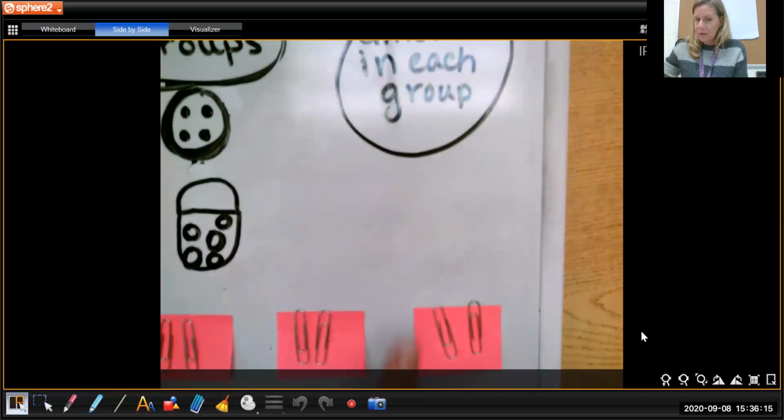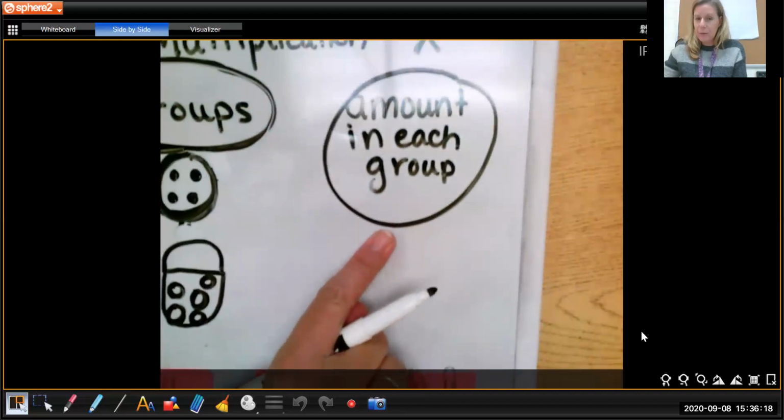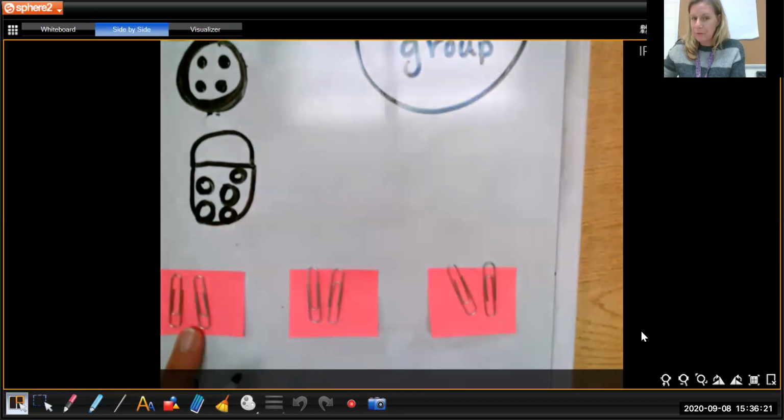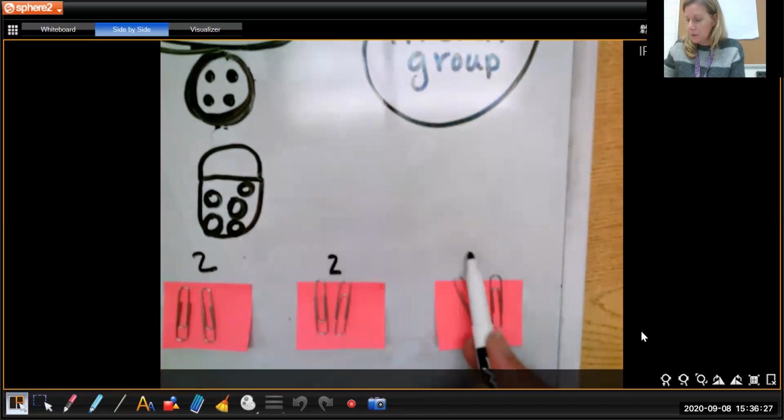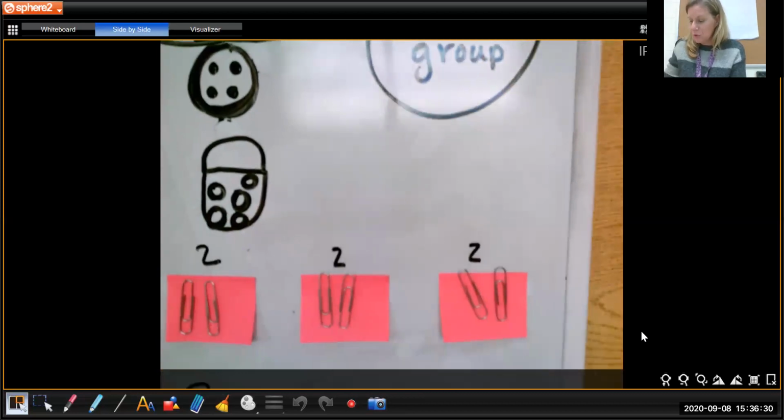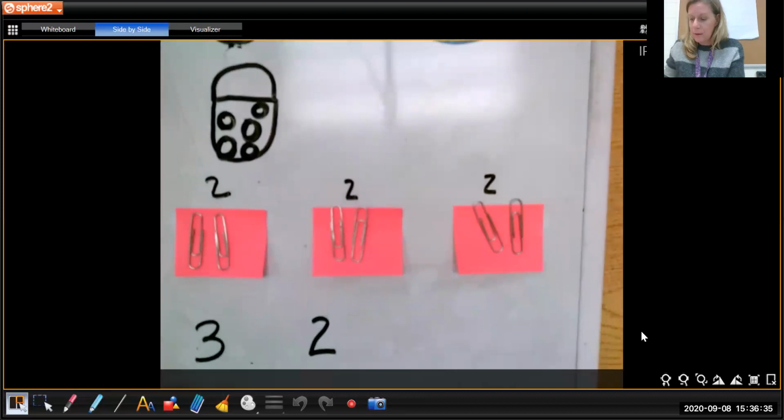So now my next number in multiplication is the amount in each group. So I have 2 in this one, I have 2 in this one, and 2 in this one. So the amount in each group is 2. This is the groups. This is the amount in each group. Amount in each. And we are going to multiply to figure out the total number of paper clips.